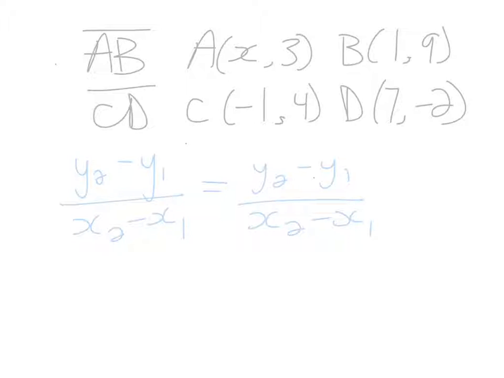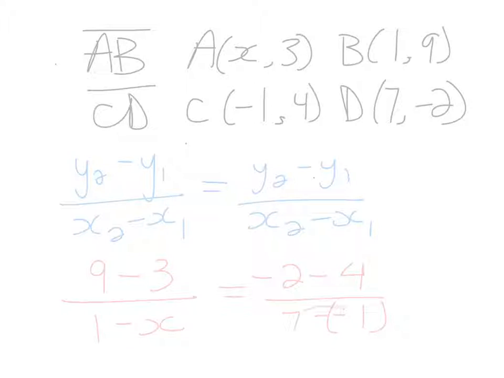Now it's time to input the values into the form that we are trying to get the equation in. In this example, y2 is 9, y1 is 3, x2 is 1, and x1 is x. On the other side, y2 is negative 2, y1 is negative 4, x2 is 7, and x1 is negative 1.